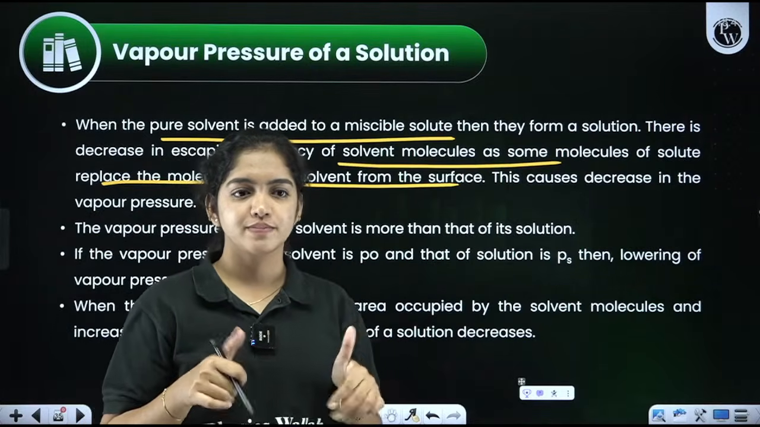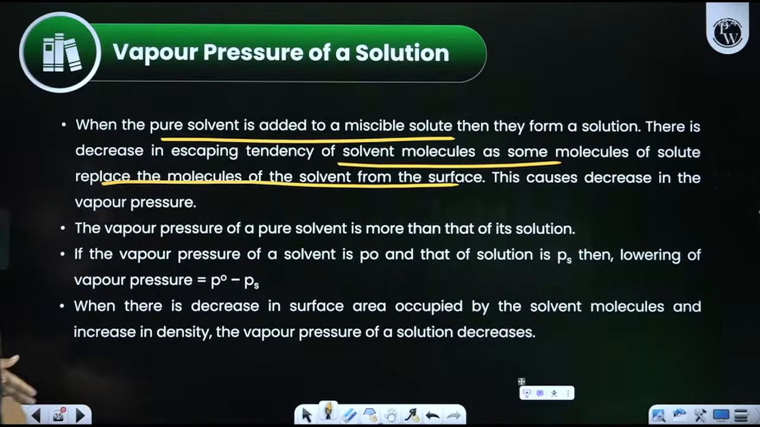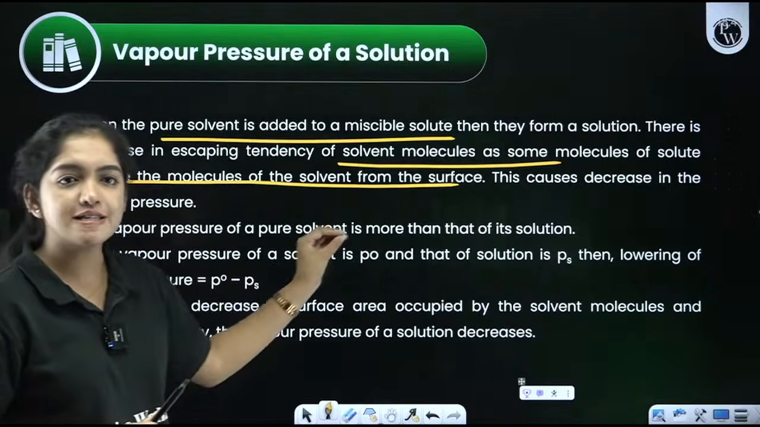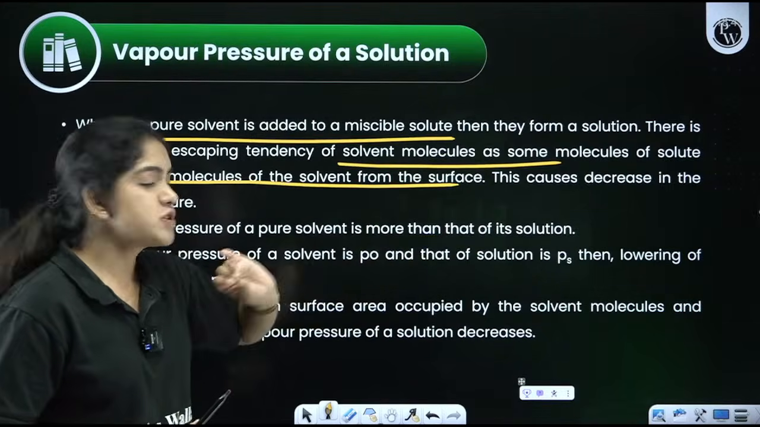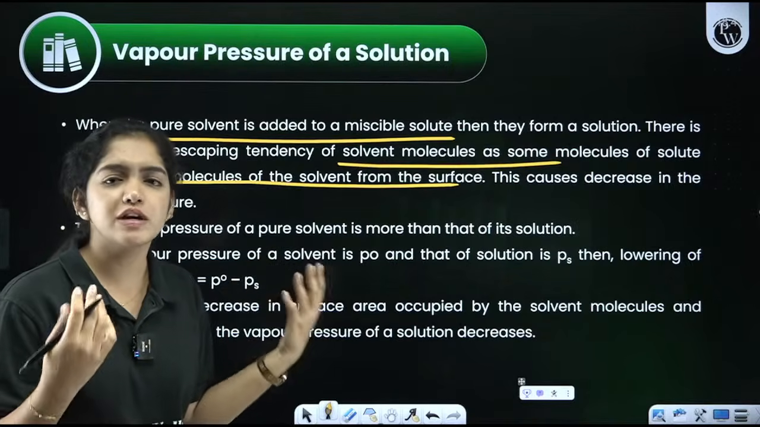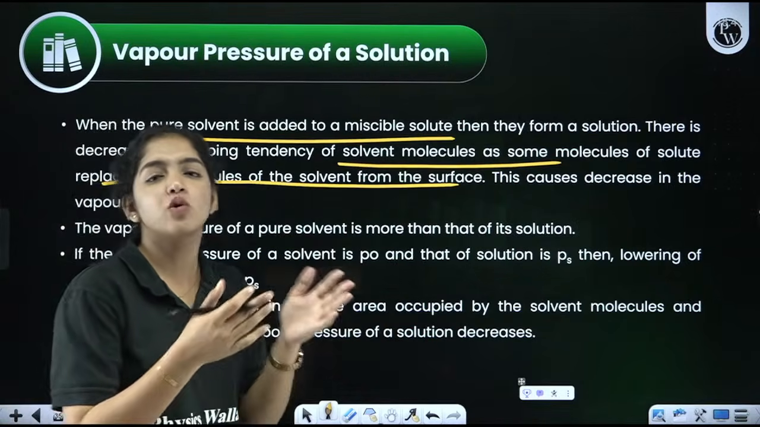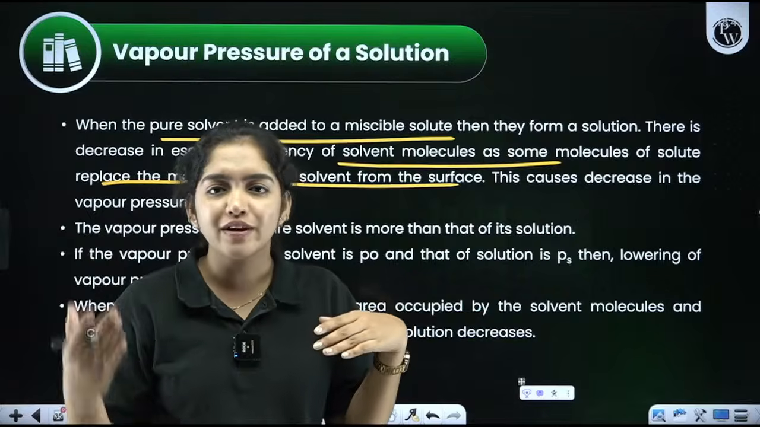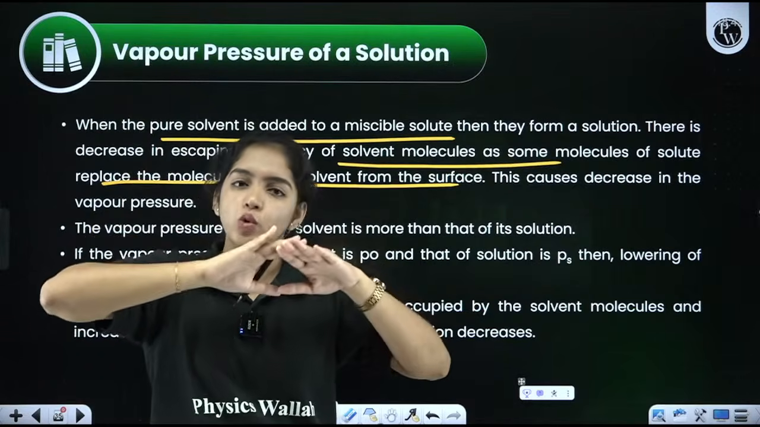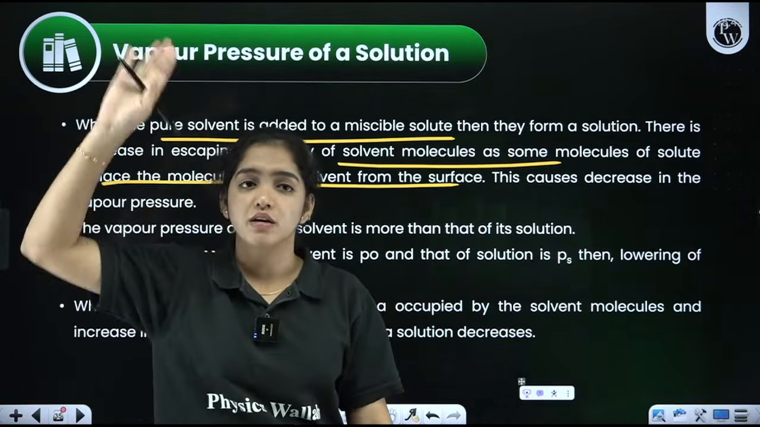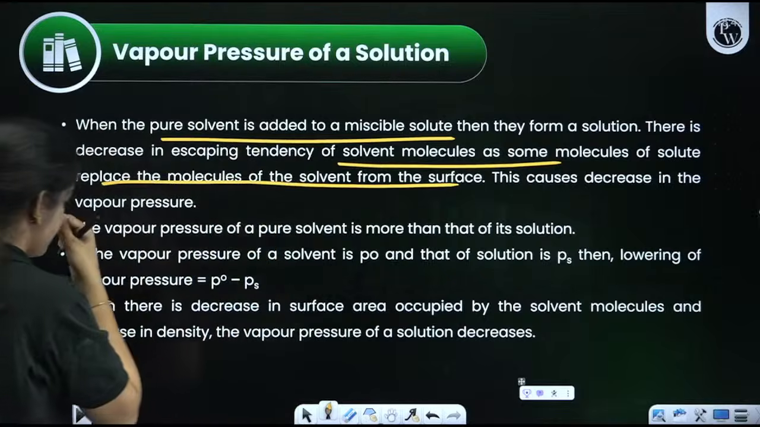Clear, right? Set? Okay. Then, the vapor pressure of a pure solvent is more than that of a solution that we learned now, because in pure solvent, no one is giving any hindrance, no one is giving any barrier. So, the solvent can easily go as vapors. So, the vapor pressure will be very, very high. So, that is the main difference.